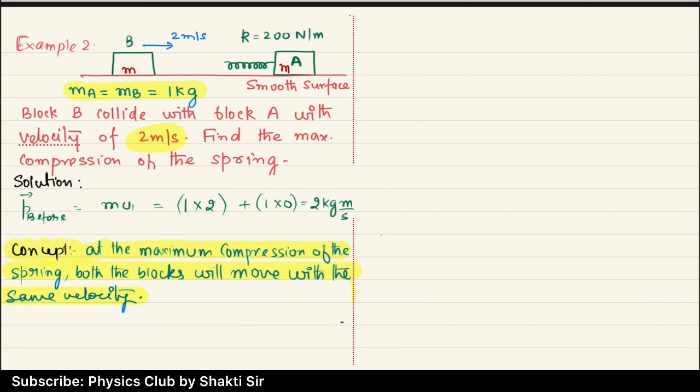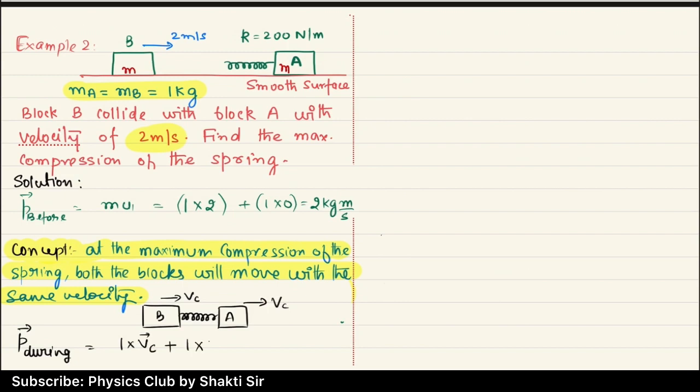Now at the maximum compression, the situation is something like this. Let's say this is our block B, here is the spring, and this is our block A. Both are moving with the common velocity, let's say Vc. Their masses are equal, 1 kg. So what is the linear momentum in this situation? The linear momentum during the collision is equal to mass into velocity Vc plus mass into velocity Vc. So you will get 2 times Vc. This is the situation during the collision.